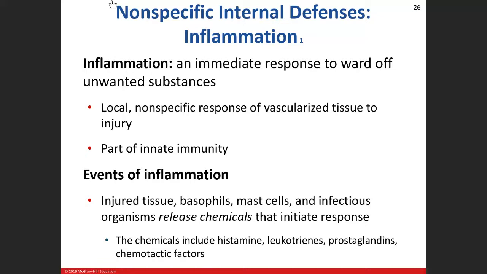Okay, so I want to jump into inflammation here and get into some of the details about it. It's actually a fascinating process in regards to certain things.